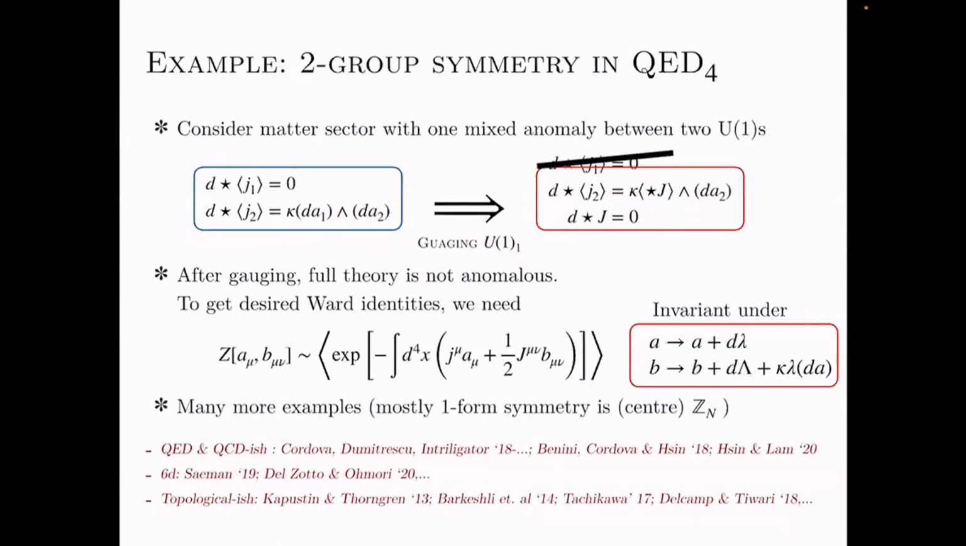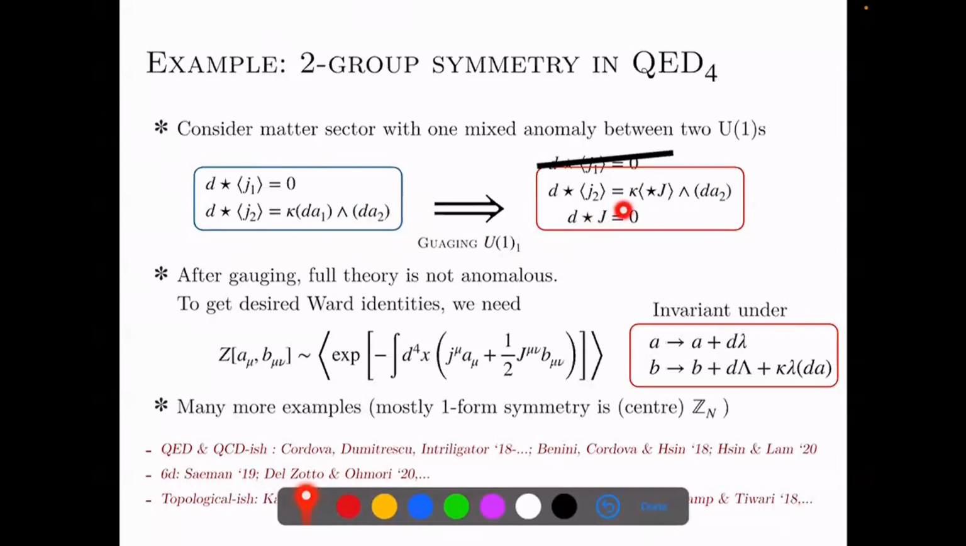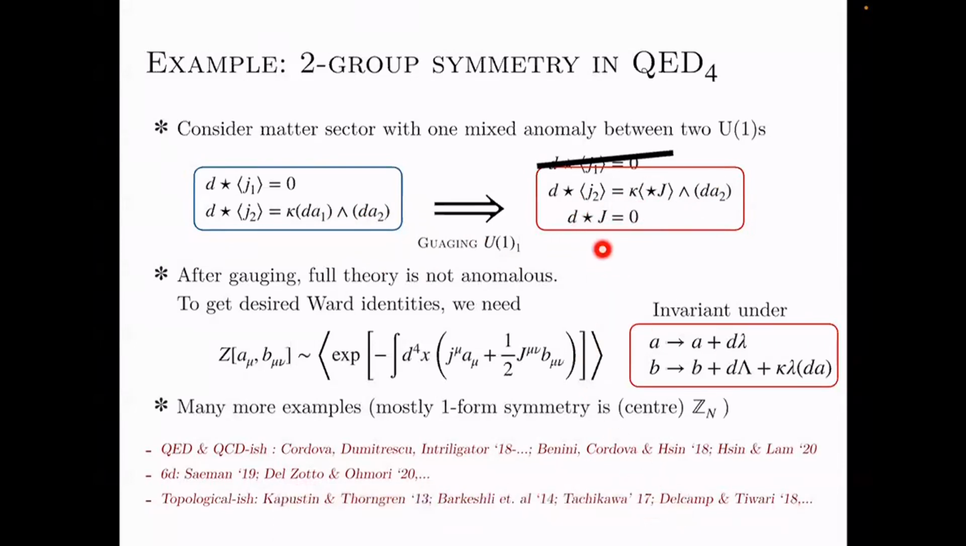Now we can ask, if we have these two currents, how can we get this Ward identity from the generating function? The way you can do that is to write a partition function in this way, and demand that it is invariant under the following transformations. You shift A by d lambda, where lambda is a scalar. You shift B by d Lambda, which is a one form, but you also add another piece, which is some integer kappa multiplied by this parameter lambda, and then the flux.